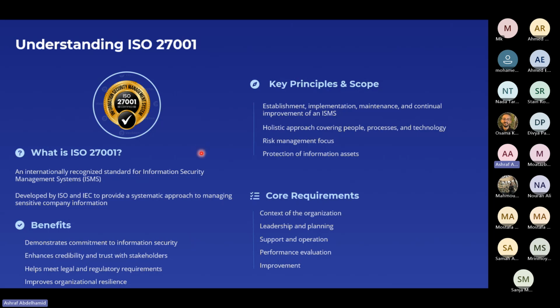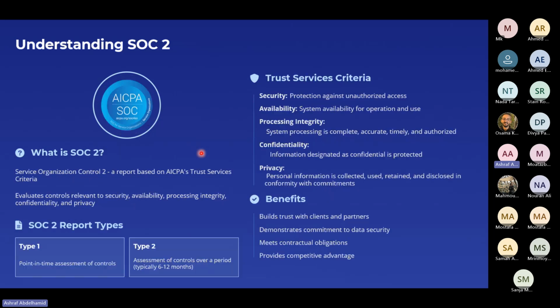So this is the ISO 27001. It's global. It focuses on information security across the entire organization. On the other hand, when we look at SOC 2, it's an audit report, if we can say so, provided based on the principles provided by the AICPA.